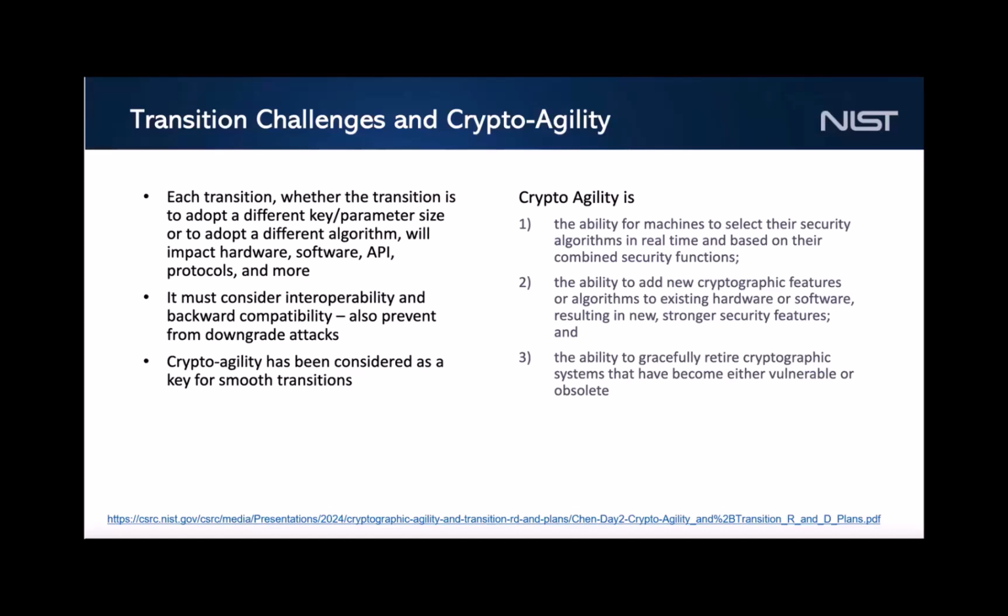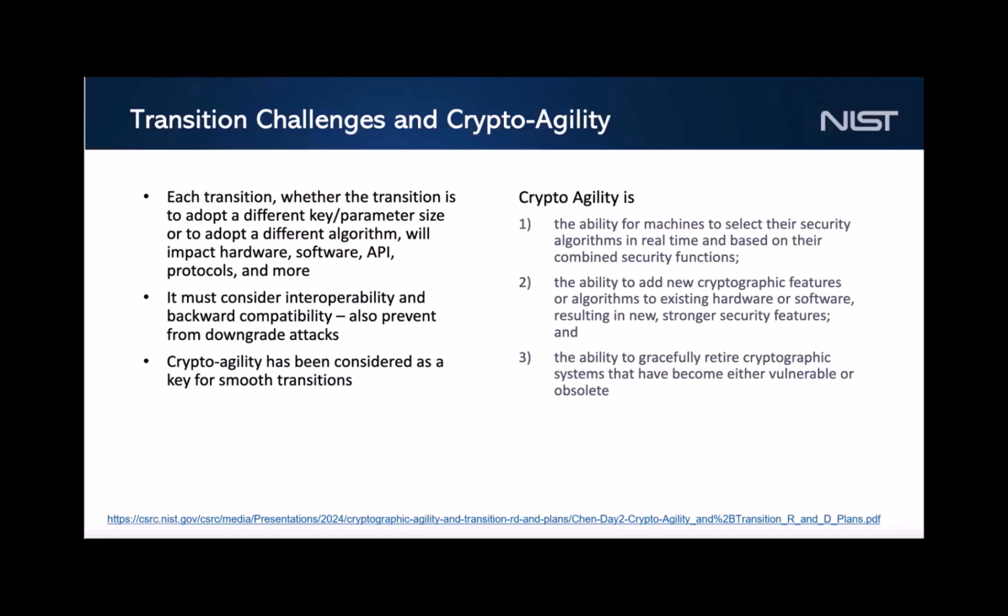Then is also the ability to add new cryptographic features or algorithms to existing hardware or software, meaning that crypto-agility should be at the algorithm level, but also at the hardware level, because sometimes to implement the same algorithm that changes a little bit, you also need to change a little bit the hardware.